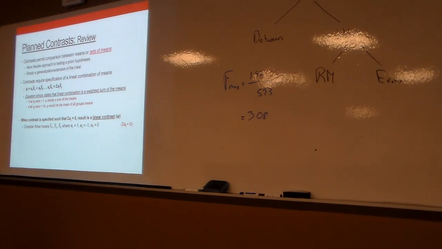If we're talking about linear contrasts, we want the sum of our weights to be equal to 0. These are going to be the types of contrasts that are effective and useful for us. So we've got 3 means, 1, 2, and 3. If I weight A1 as 1, A2 as -1, and A3 as 0, what are we testing here, Leila?